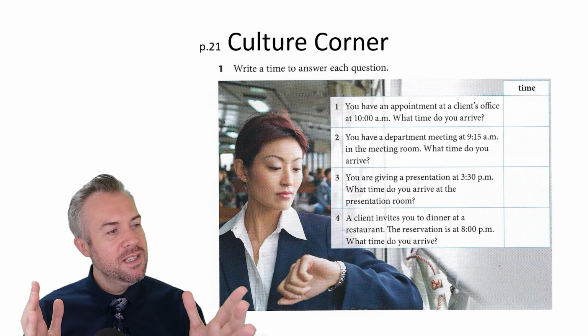The last one, number 4, a client invites you to dinner at a restaurant. The reservation is at 8 o'clock in the evening. What time do you arrive? This is similar to the client's office. You want to be early, but you don't want to be too early. They invited you. They will probably be there first, so 5 minutes early. Maybe you could arrive at 7:55 in the evening.